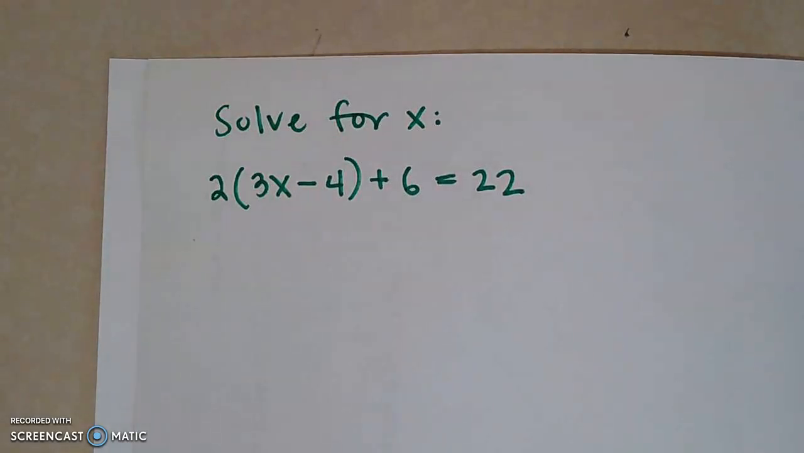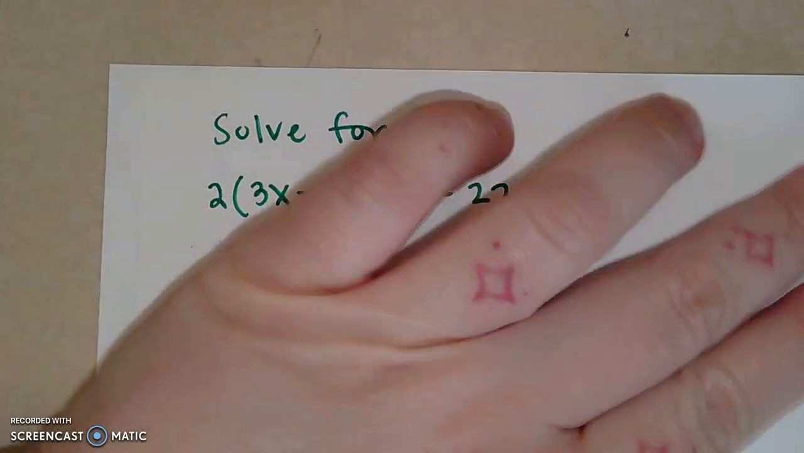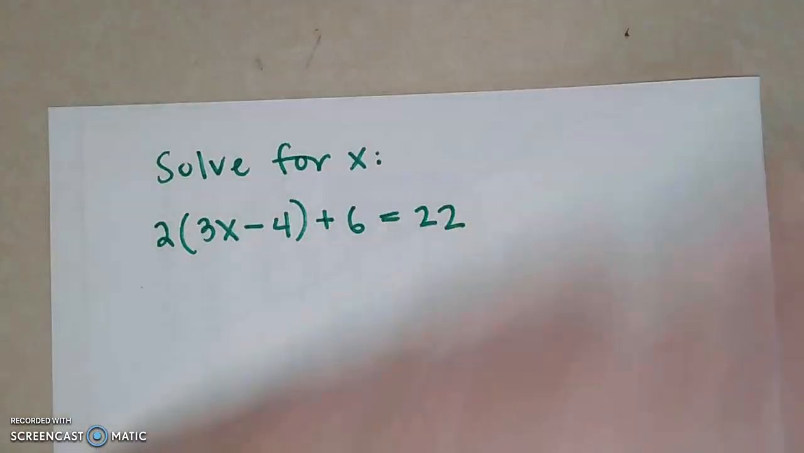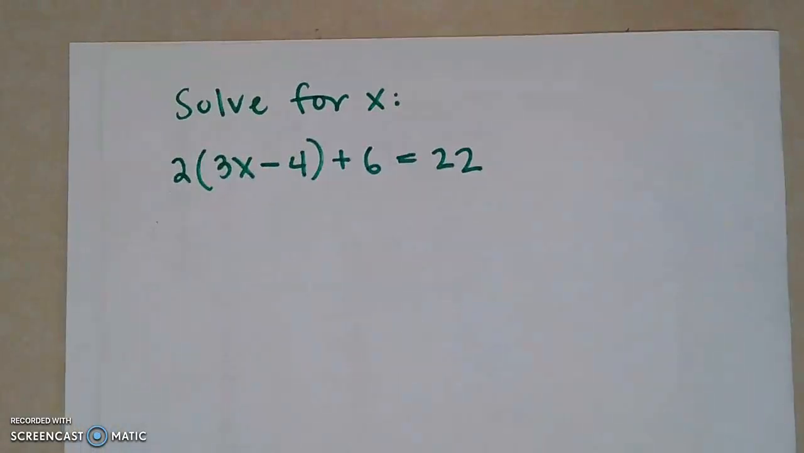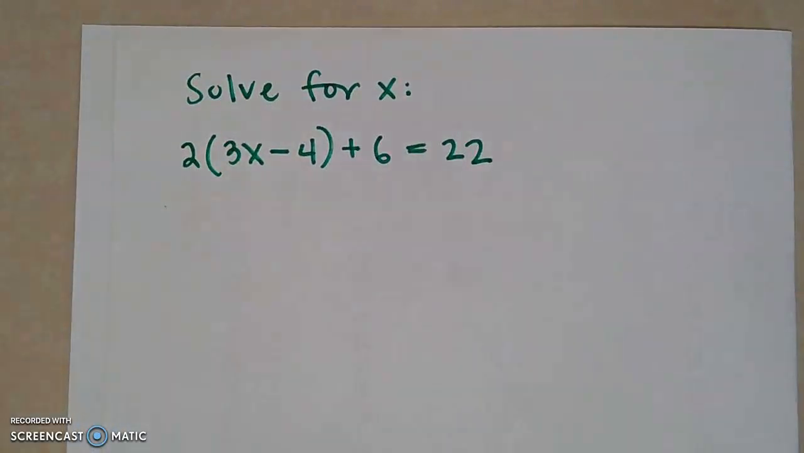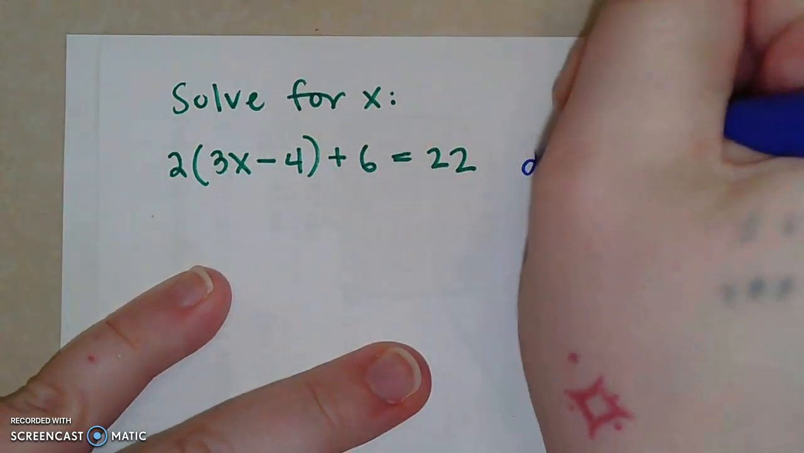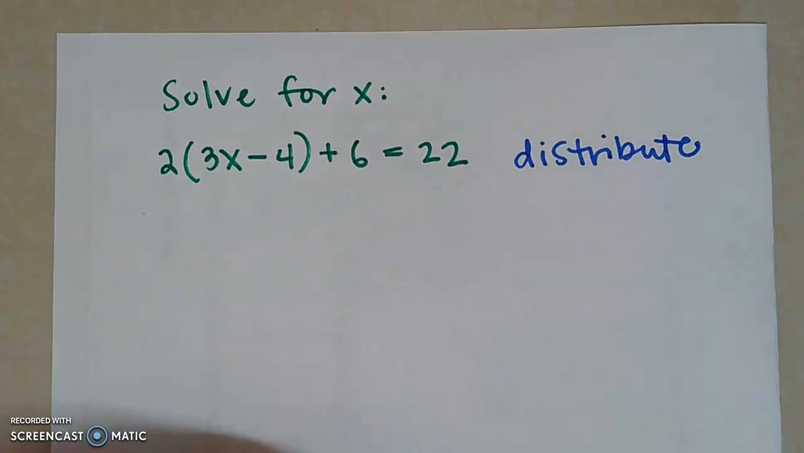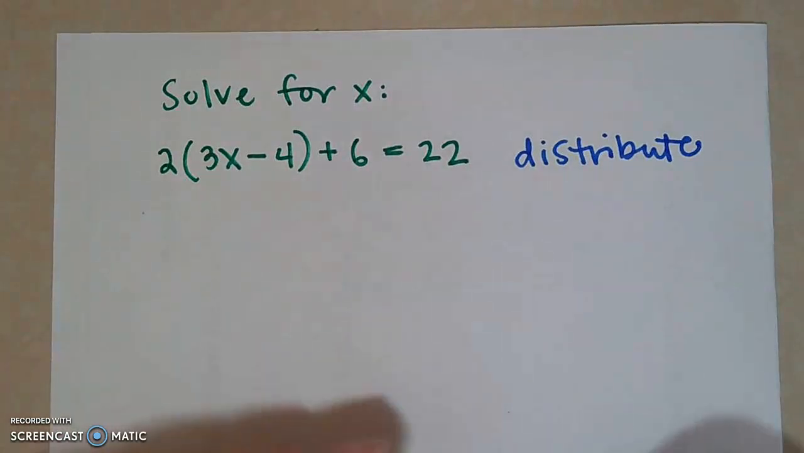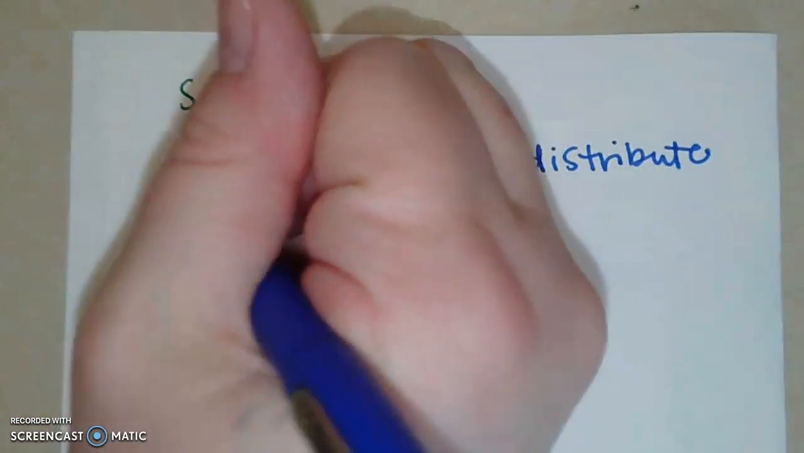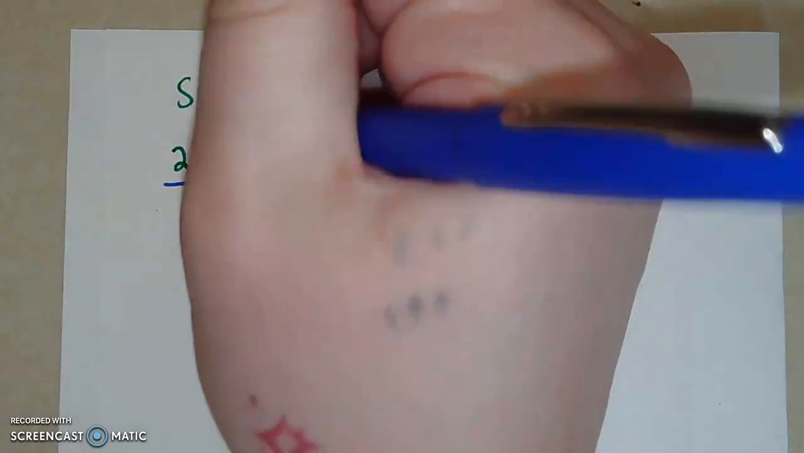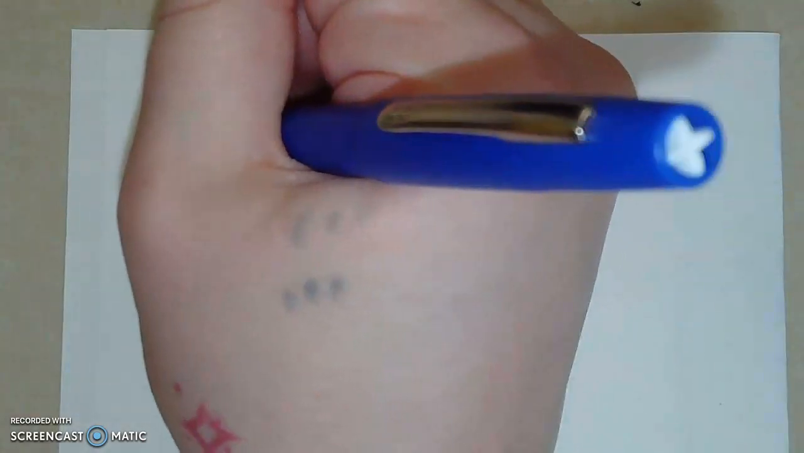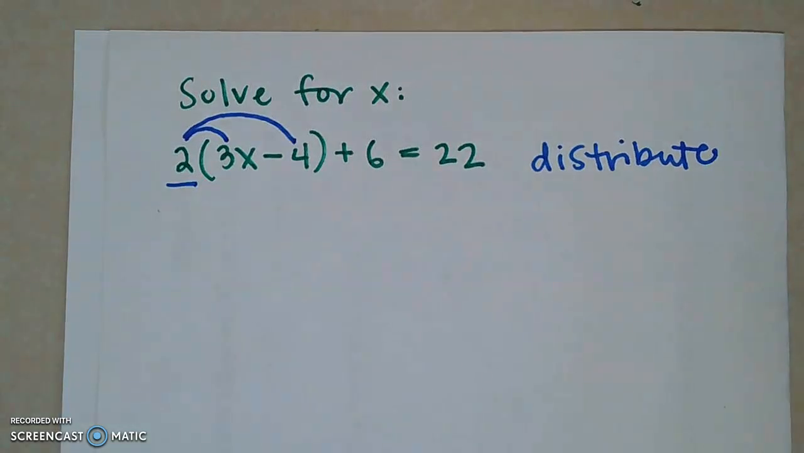All right. In this video, I'm going to show you different examples of solving equations that have some special things about them. For this first one, this is going to involve something called distribution. And there's actually a couple ways that you can solve this. I'm going to choose to distribute, which means you take that number in front of the parentheses, 2, and you multiply it into the terms that are inside the parentheses.